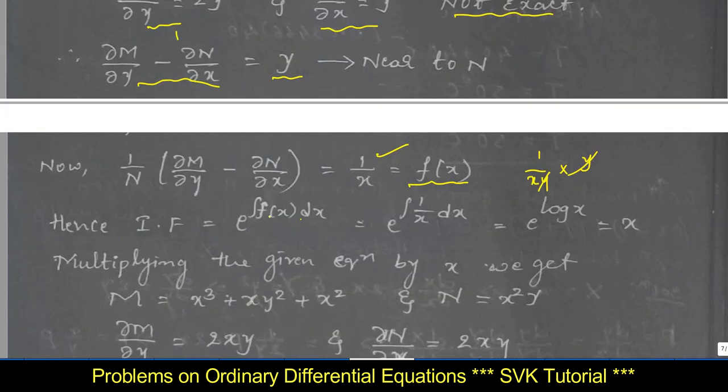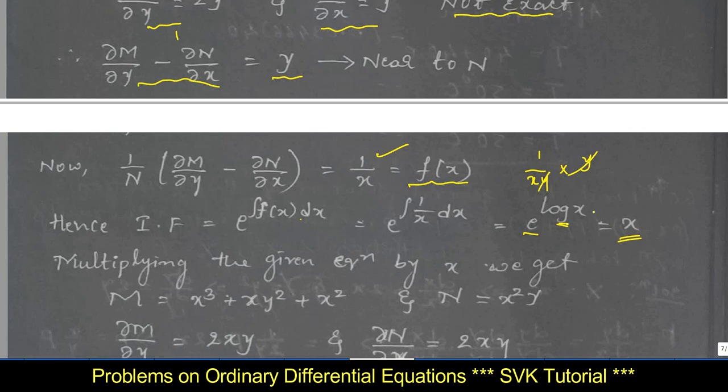Hence the integrating factor is e power integral of f of x dx, which is equal to e power integral of 1 over x dx. The integral of 1 over x is log x, where the base is e and the log function is the natural log. Therefore, applying the laws of indices, we get the value as x.